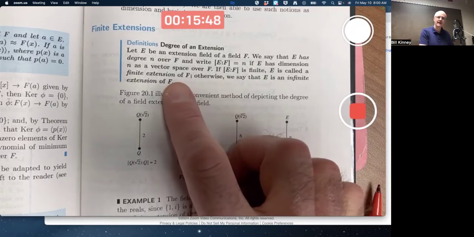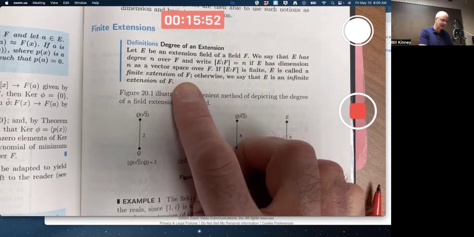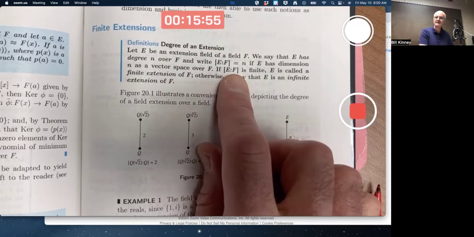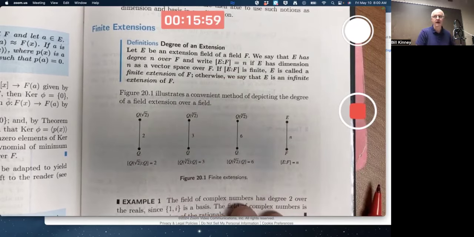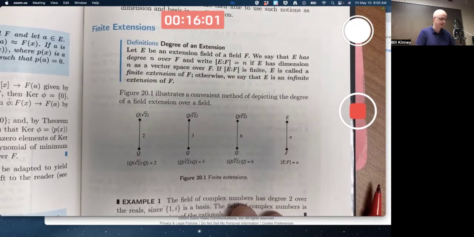But you still call it a finite extension, even though we're dealing with infinite sets. Otherwise, if that degree is not finite, we call it an infinite extension. We mostly deal with finite extensions. Those are definitely simpler.